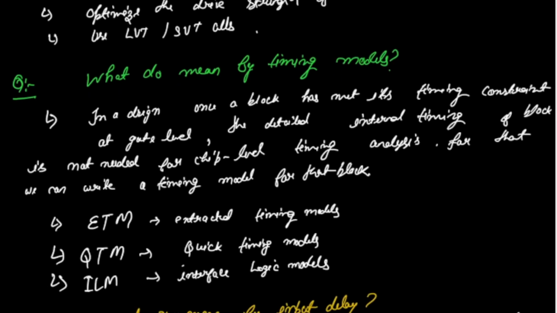These are some basic timing models: ETM, extracted timing model; QTM, quick timing model; and ILM, interface logic model. So ETM, QTM, and ILM are the timing models. We will discuss these timing models in detail in a later video.